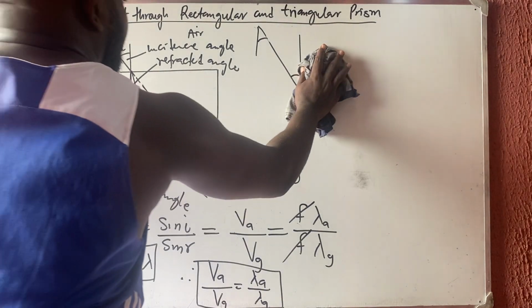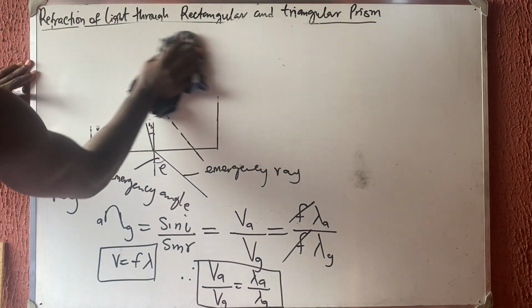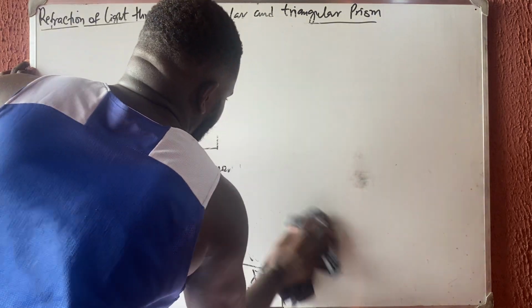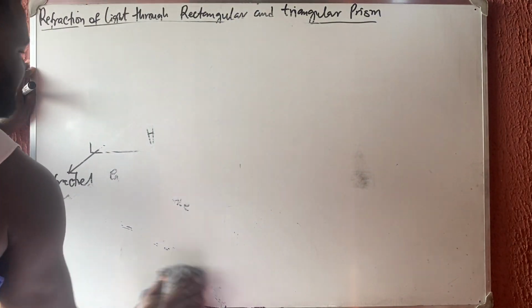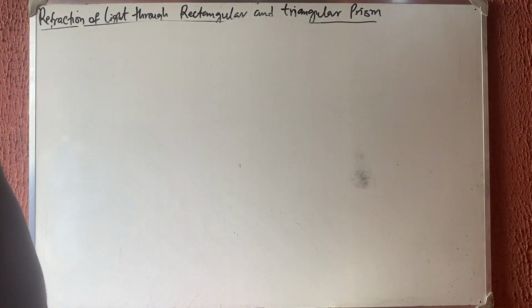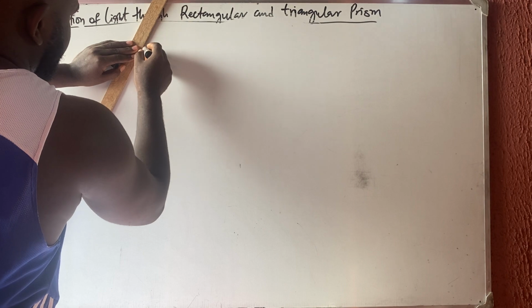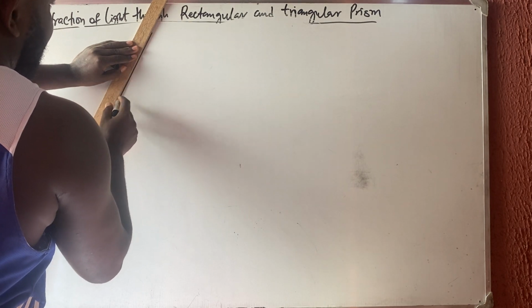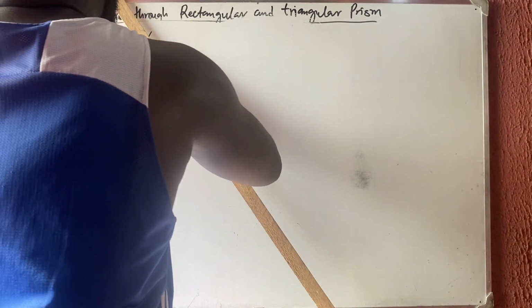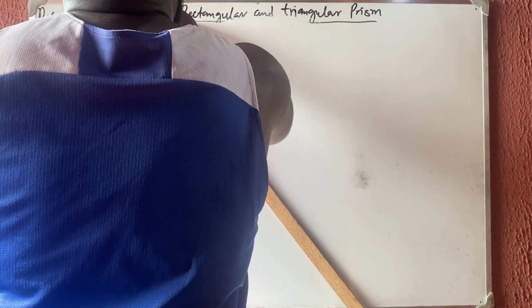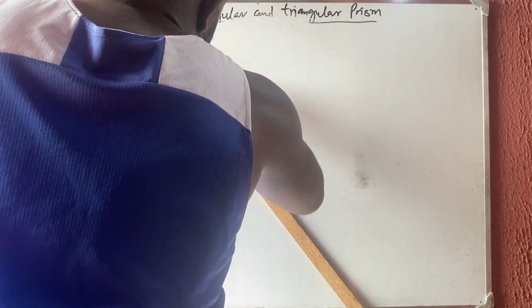So let's talk about the triangular one. Let's see what happens for the triangular glass prism. Then we will solve calculations, and then we are done for this class. All right, so now let's have a triangle, and this triangle must be an equilateral triangle. An equilateral triangle is a triangle that has equal sides and equal angles.